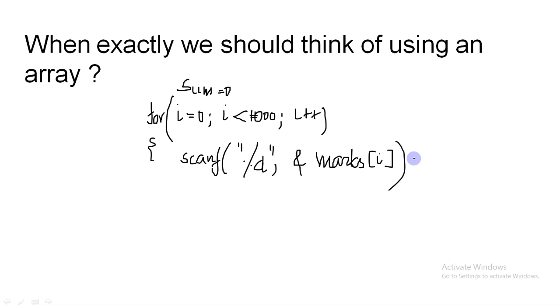First the marks of the first student will go, and sum will be accumulating the first marks. So sum equal to the earlier value of sum, that is 0, plus marks of I. In the second cycle, the second student's marks will go and get added up with sum. After the completion of this for loop, what we get is the sum of the marks of all the students.